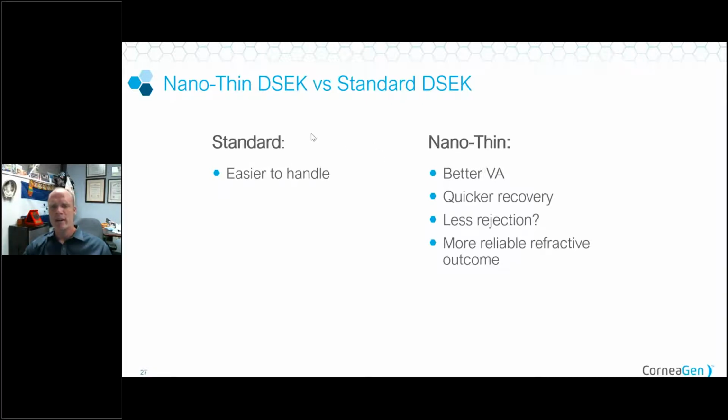And I would submit that if you use the endoserter to inject your tissue, the easier-to-handle advantage of a standard DSEK kind of goes away, because the endoserter makes nanothin tissue very easy to insert. I would also say that nanothin tissue put in with a method like the needle push method or the forceps fold method is hard, and I wouldn't recommend it because I think you do damage to the tissue. You need some sort of an injector for nanothin tissue, I think.